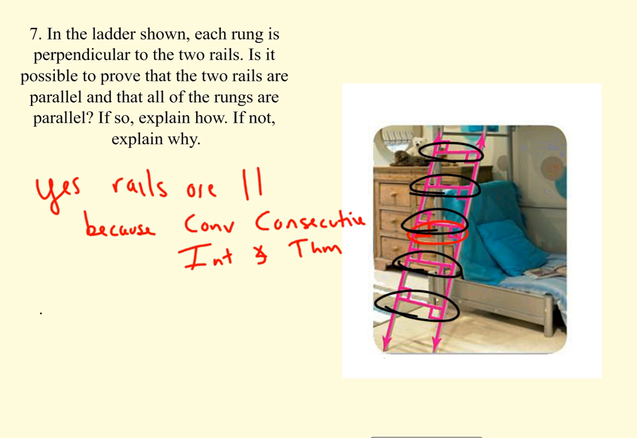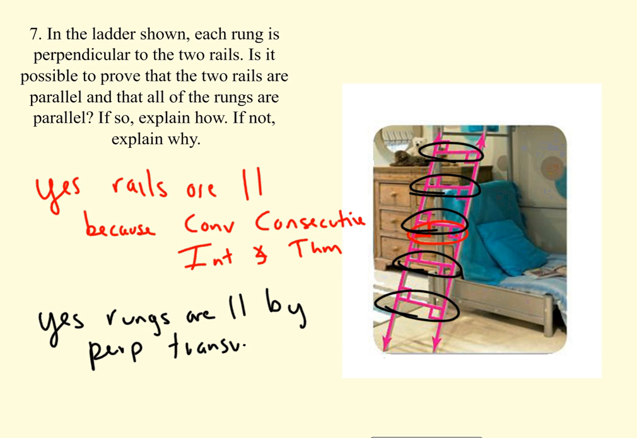The answer is yes. The rungs are parallel by that one we talked about, by the perpendicular transversal theorem, which, remember, says if two things are perpendicular to a line, they are parallel to each other. So if two lines are perpendicular to the same line, they're parallel to each other.